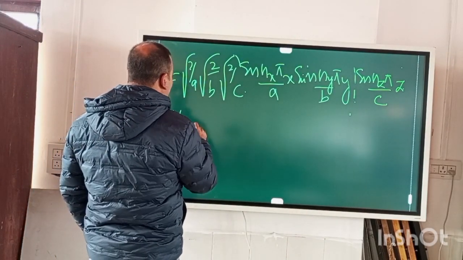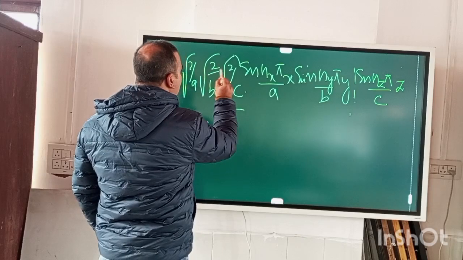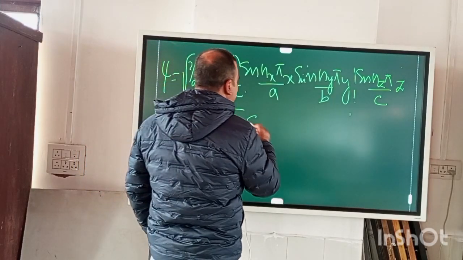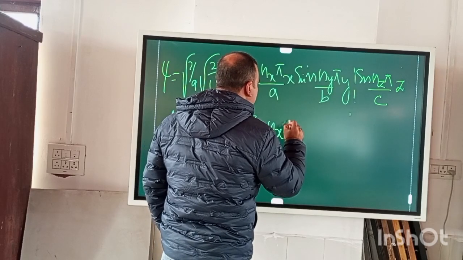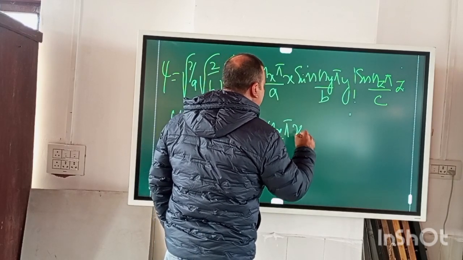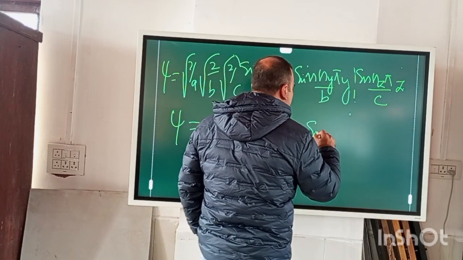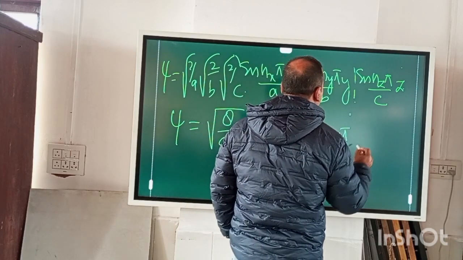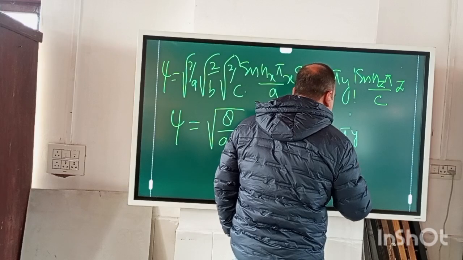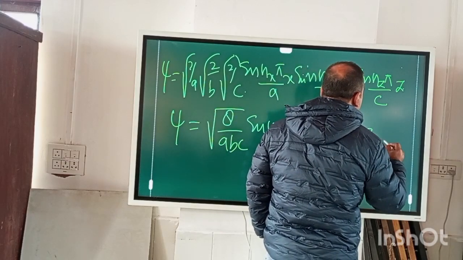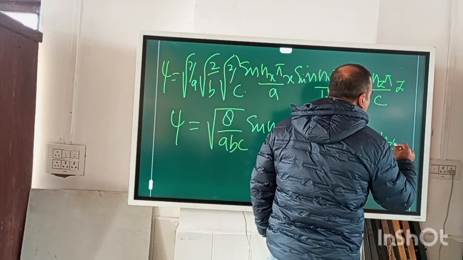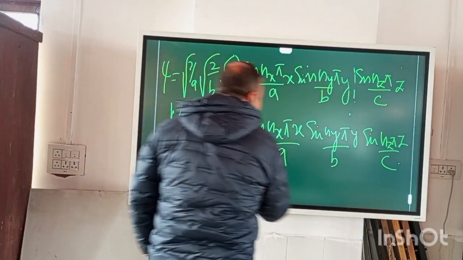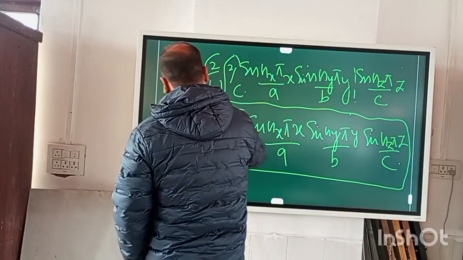So let me write it again. Psi is under root of 2 times 2 times 2, that is 8, by a, b, c, then sine of nx pi x by a, then sine of ny pi y by b, and then sine of nz pi z by c. This will be your energy eigenfunction.